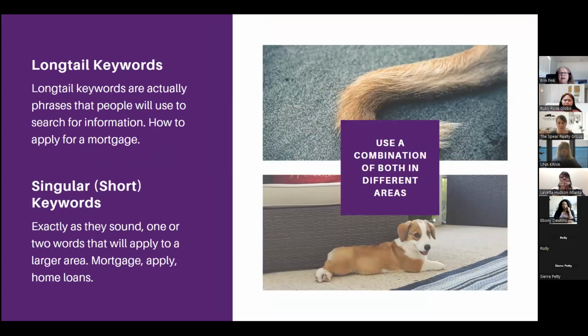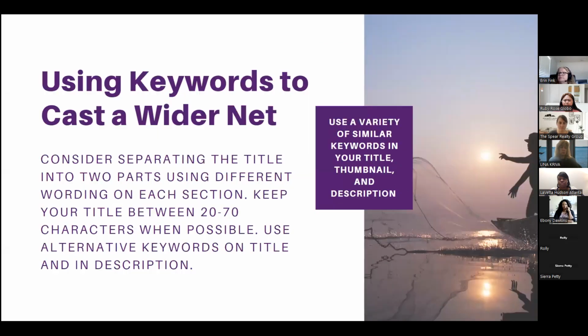So with keywords, there are 2 different kinds. You've got the long tail keywords, which is a phrase, like how to apply for a mortgage, or you've got the singular or short keywords, which are exactly as they sound, 1 or 2 words that are to the point: mortgage, apply, home loans, things of that nature. You're going to want to use a combination of both of those throughout your title and your description. The more people that you can get by having those keywords, the better. So think of it as casting a wider net to get more people to click on your content.